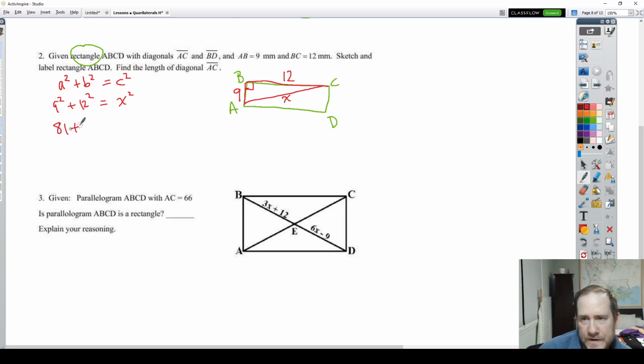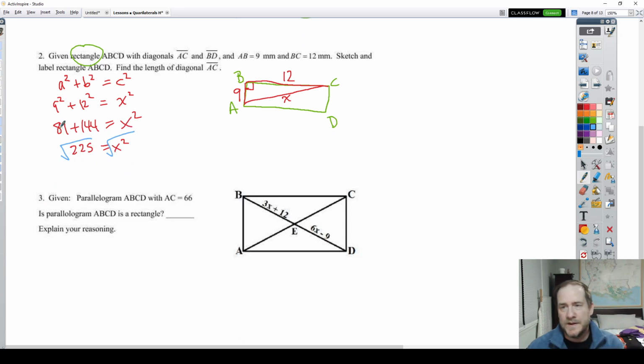So I'm getting an 81 and a 144. That equals x squared. Adding those up is going to give me 225. So now to find the answer when you've got an x squared, you have to take the square root of both sides. You're going to need a calculator for that probably, unless you can just figure out what times what makes 225. So it's 15. 15 times 15 makes 225. But if you got a calculator, you're just going to hit the buttons to get that answer. Alright, so that's it. The length of diagonal AC is 15.